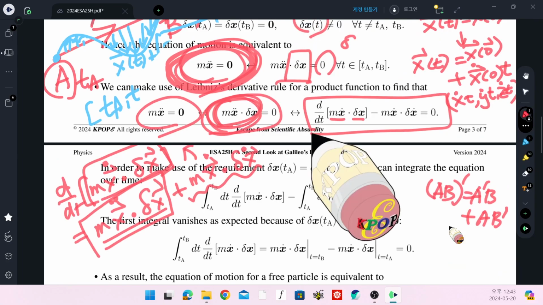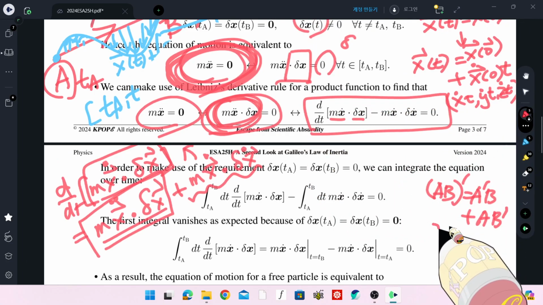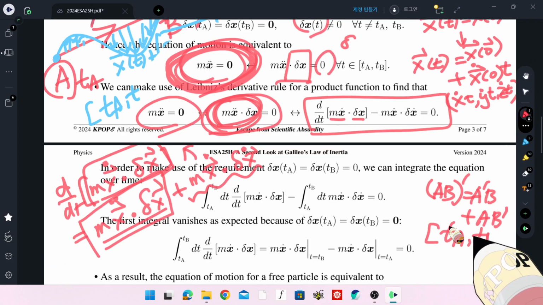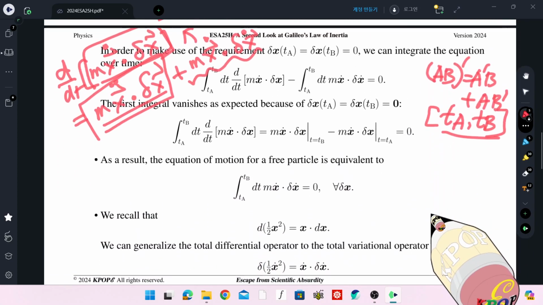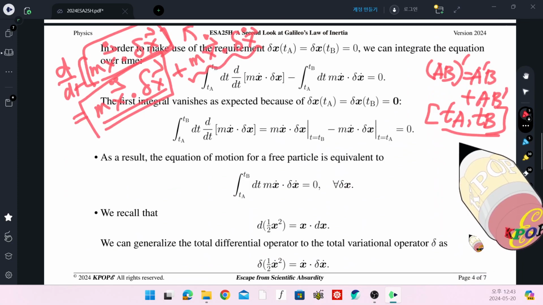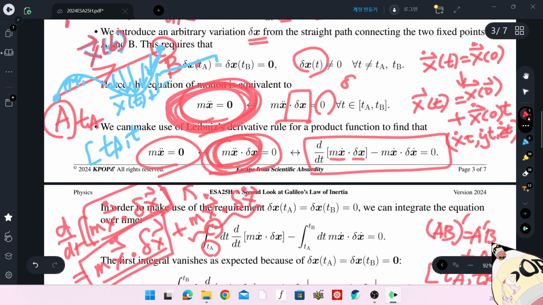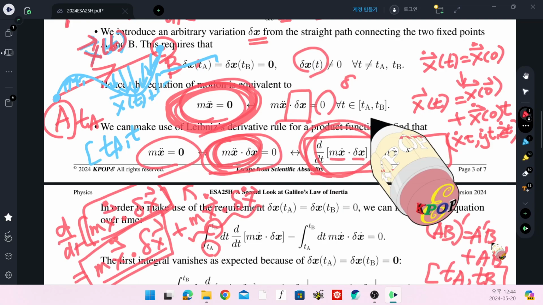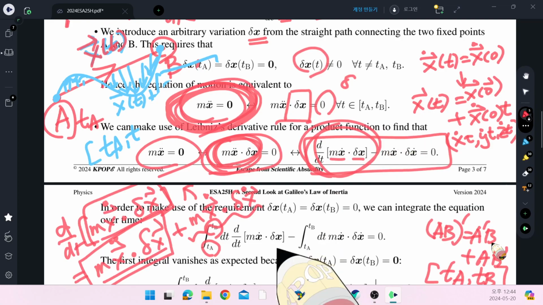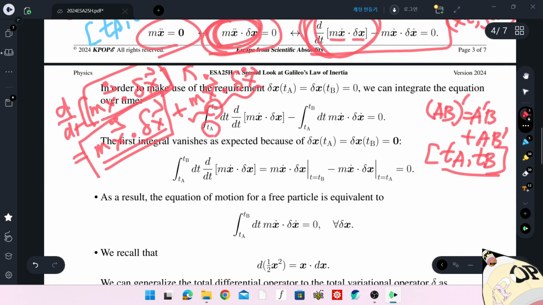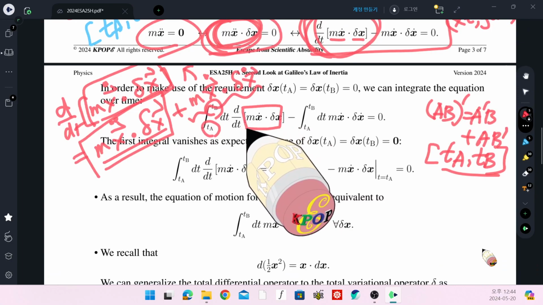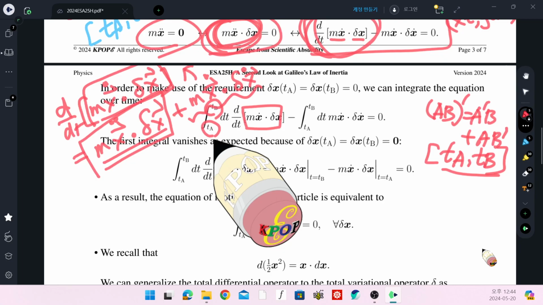Now we can integrate this equation over the physical time interval that we are interested in. We evaluate the definite integral from Ta to Tb. By the way, because this first term becomes an integrand over the time interval, this derivative disappears, and what we find is the difference of the value inside the brackets evaluated at the endpoints.